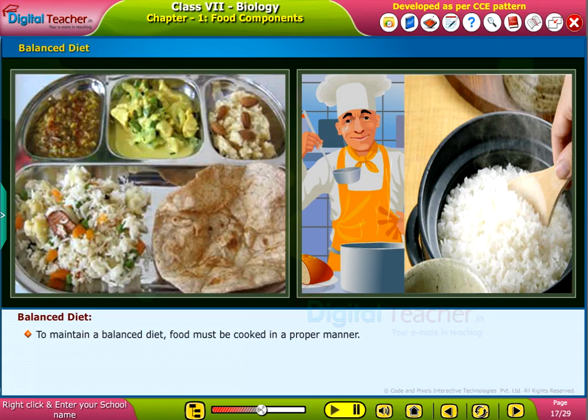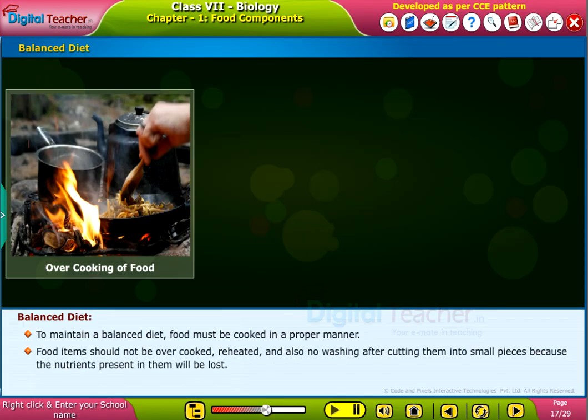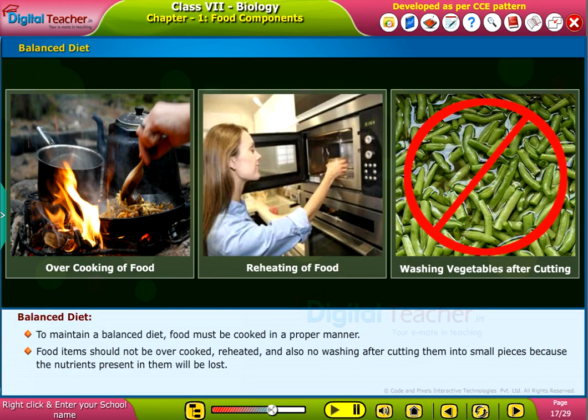To maintain a balanced diet, food must be cooked in a proper manner. Food items should not be overcooked, reheated, and also not washed after cutting them into small pieces because the nutrients present in them will be lost.